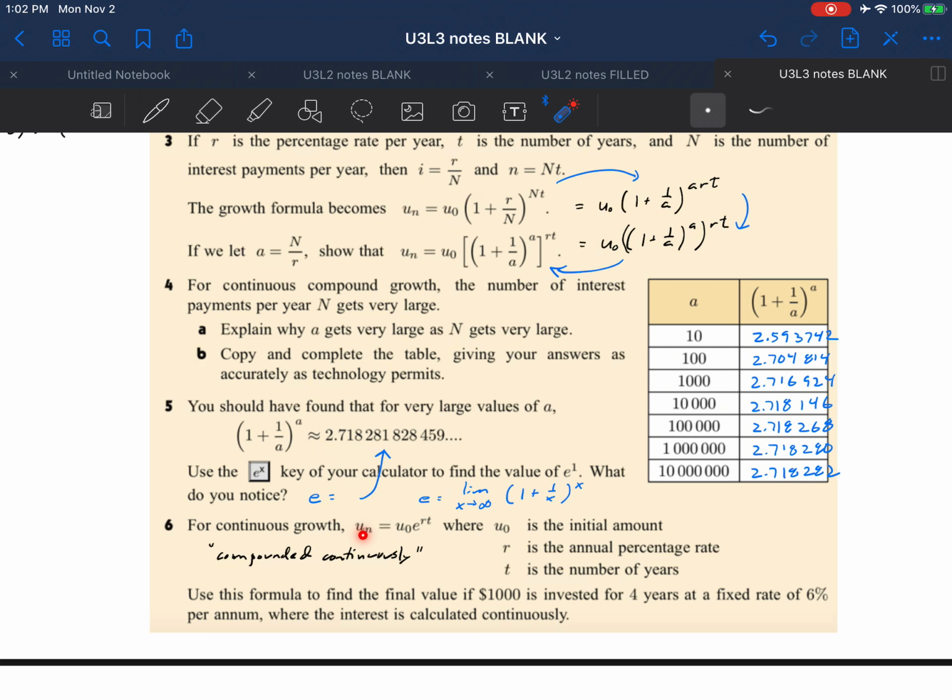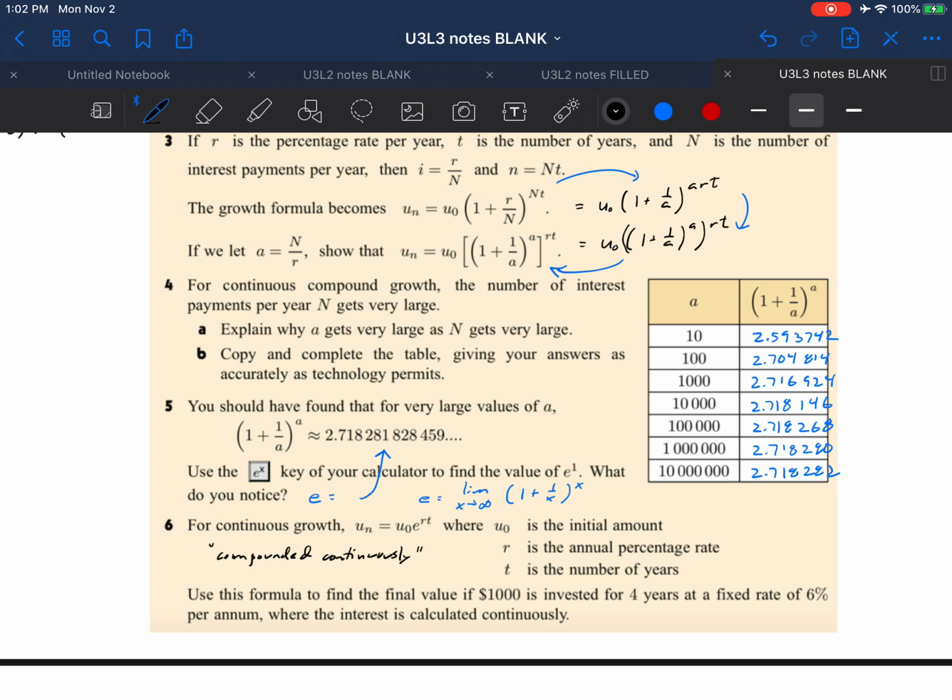Then your expression gets a little bit more simple. It's U sub n is equal to U0 e to the RT. U0 is your initial amount, your principal. R is the annual percentage rate. T is the number of years. Now they want us to use the formula to find the value of 1,000 if it's invested for 4 years at a fixed rate of 6% compounded continuously.